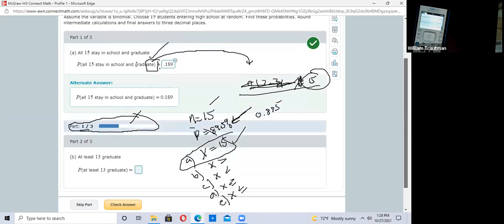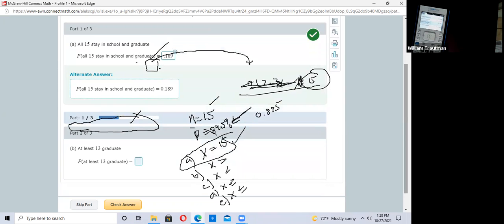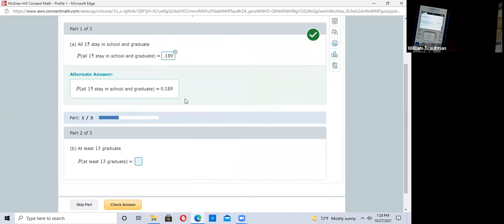So here's the next one, at least. The first one said all. The next one says at least 13. So once again, we go 0, 1, 2, 3, 13, 14, 15. At least 13 means 13, 14, or 15. 13 is the least. Do you see? At least 13. 13 is the least. So it doesn't say equals, so this is going to be our lower, and this is going to be our upper.